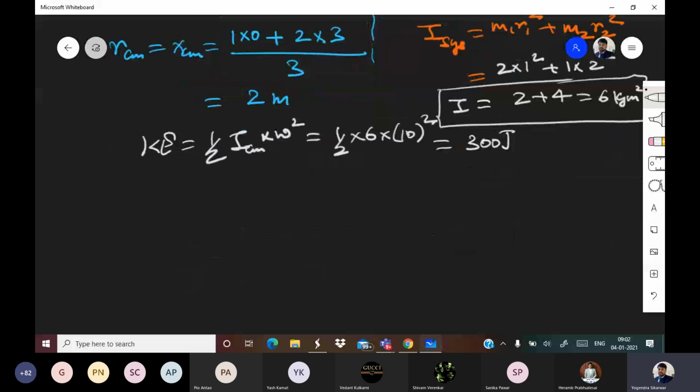Question number 9 says a ball is rolling on the track as shown in the figure. AB is rough and BC is smooth. The ball reaches the height C. KA, KB and KC are the kinetic energy at A, B, and C.